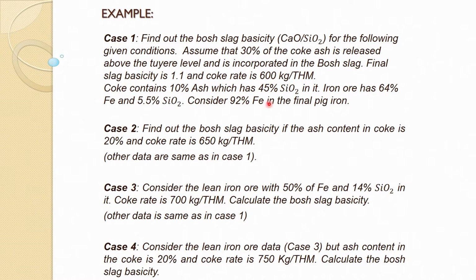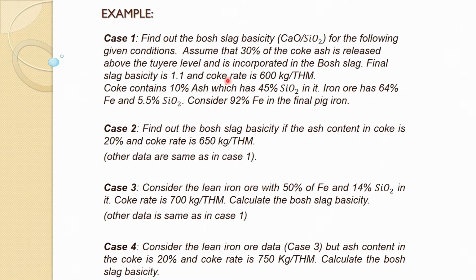Consider 92% iron in the final pig iron. Remember what it says, assume that 30% of the coke S is released above the tuyere level. This is an important one, because coke contains 10% S. So, 30% of it is being released at the tuyere level, and the remaining is going down into the Bosh, the hearth. And so, this is case 1.